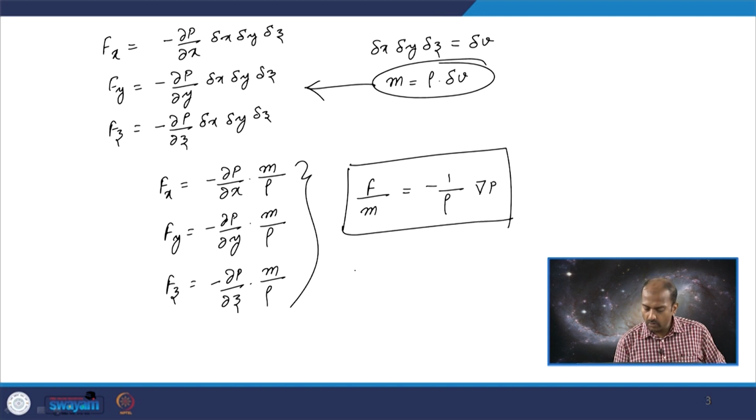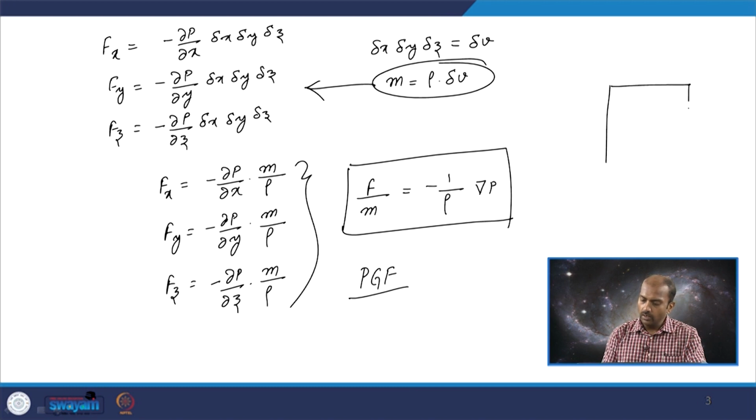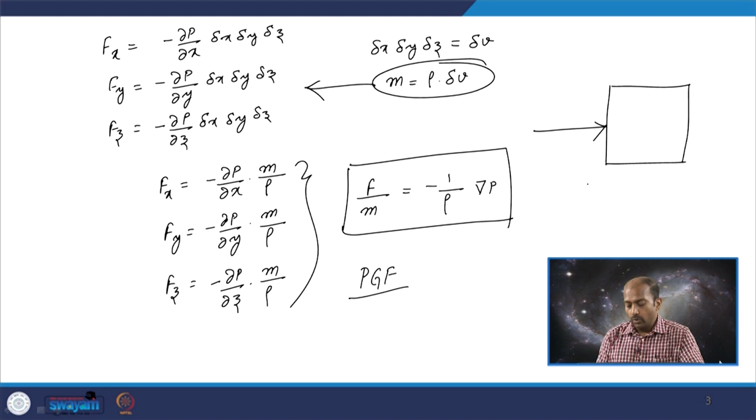So, what is this force? This force is called the pressure gradient force, the force per unit mass. If you consider an air parcel, the force that acts on it per unit mass is proportional to the gradient of the pressure, but not the pressure itself. So, density also comes into the picture. This is a very important relation which we will need at several instances during this course. So, the pressure gradient force per unit mass depends on the gradient of the pressure.